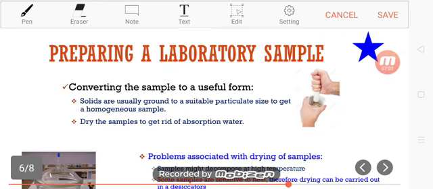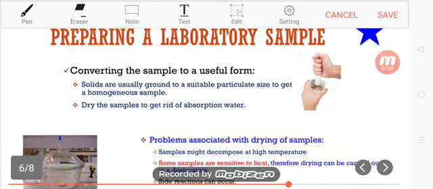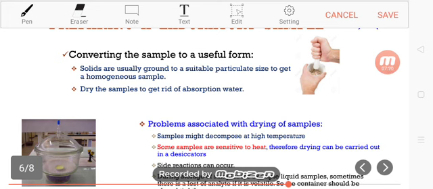Alright, so we proceed to preparing a laboratory sample, where we need to convert the sample to a useful form. Normally solid samples are ground to a suitable particle size to get a homogeneous sample. At the same time, if, let's say, you grind the stone and you want the size of your sample to be micro size, you need to sieve the ground stone, right? Dry the sample to get rid of absorbed water.